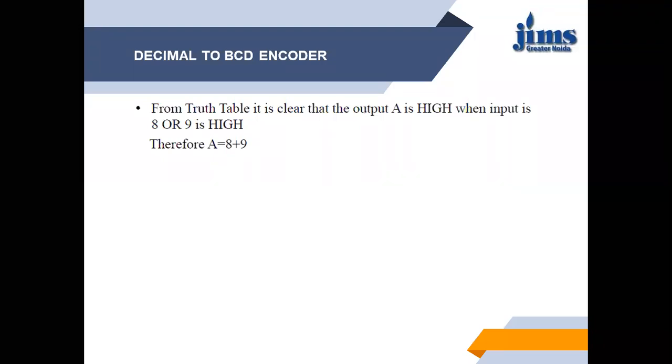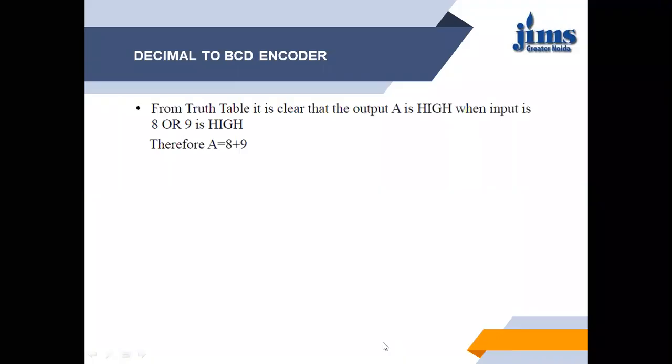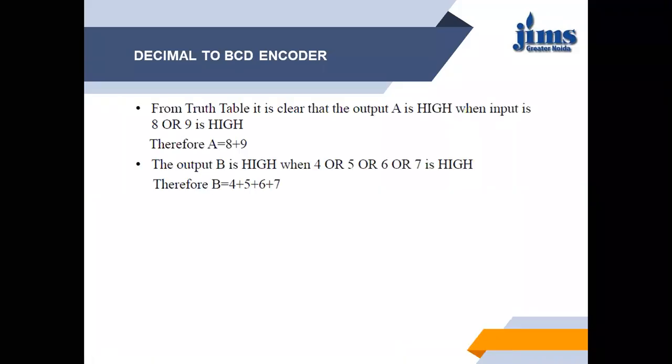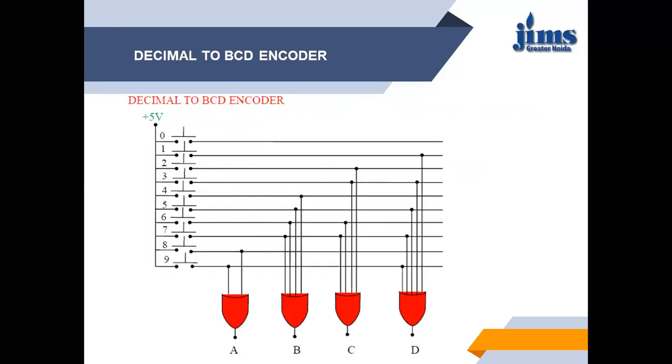Now from the truth table, it is clear that A is high when input is either 8 or 9. So we can see A is high when input is either 8 or 9, so we write it 8 plus 9. Similarly, B is high for 4, 5, 6 and 7. C is high for 2, 3, 6, 7. And D is high for 1, 3, 5, 7, 9. And with this help, we can make the logic diagram.